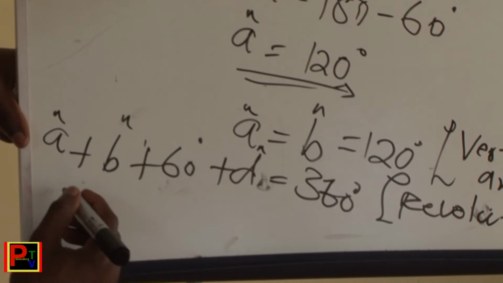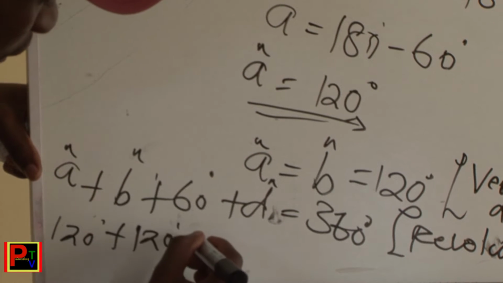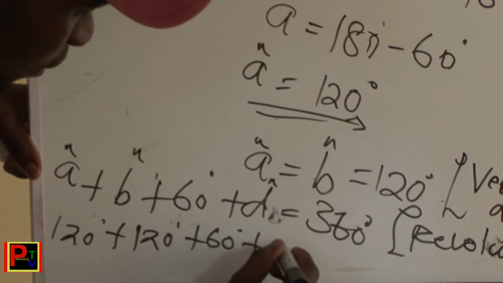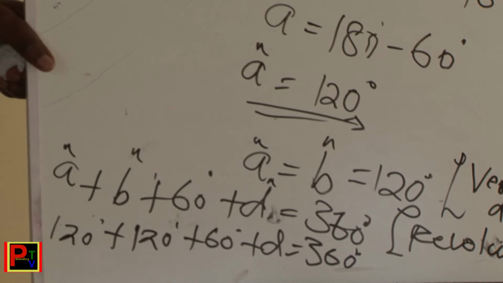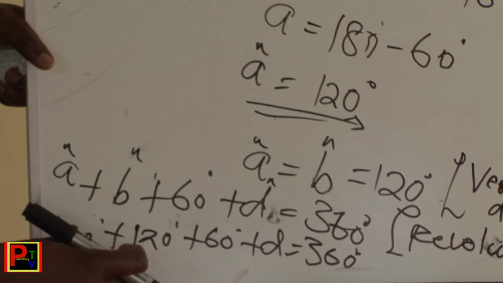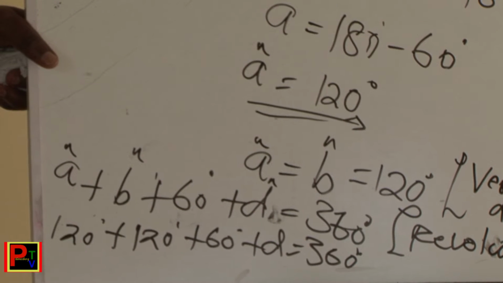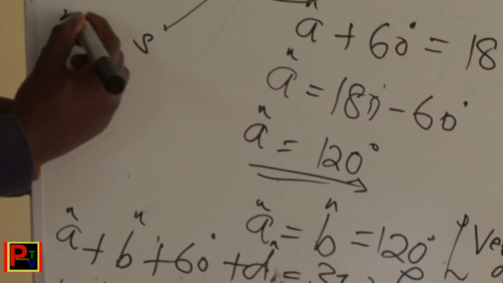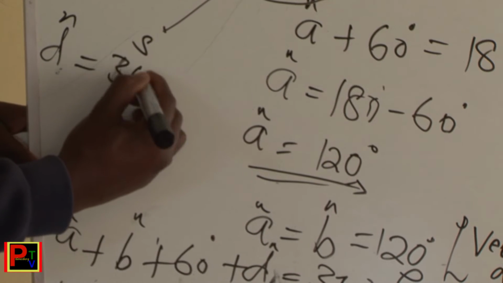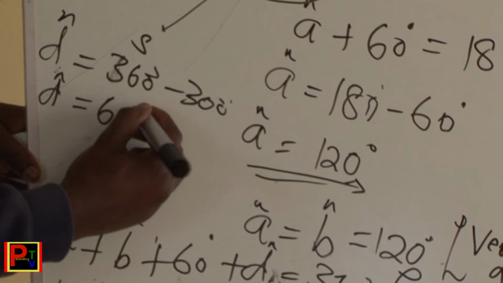So we can simply say this is 120 plus 120 degrees plus 60 plus angle D is equal to 360 degrees. If you sum them up, you will realize that 120 plus 120 degrees plus 60 sum up to how much? 300. That's correct. That simply means angle D will be 360 degrees subtract 300. Therefore, we get 60 degrees.